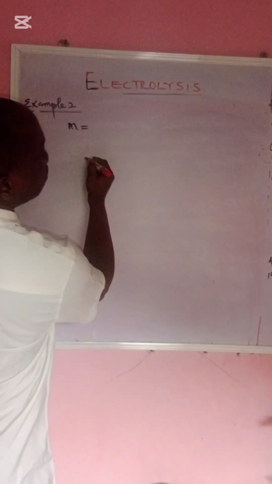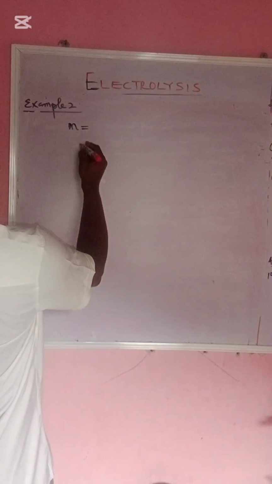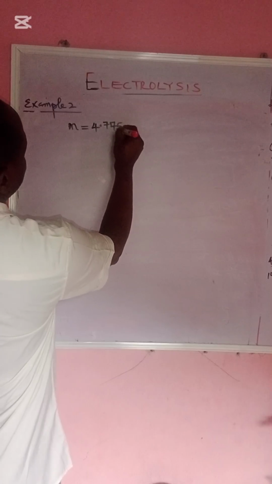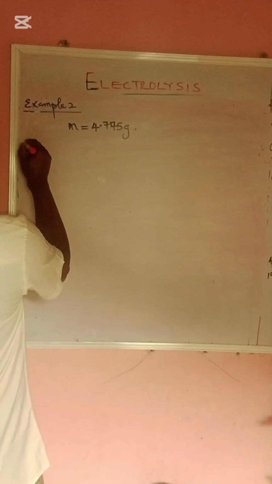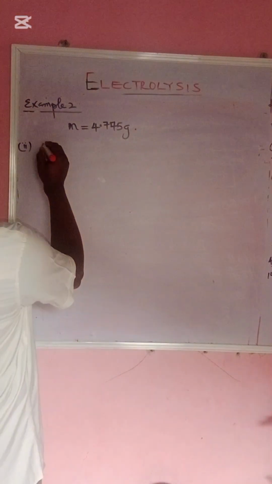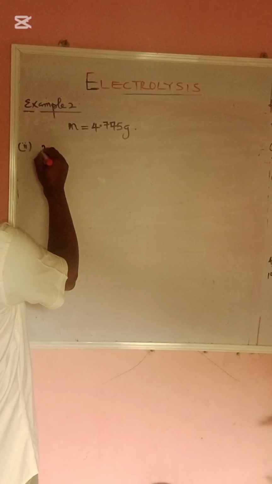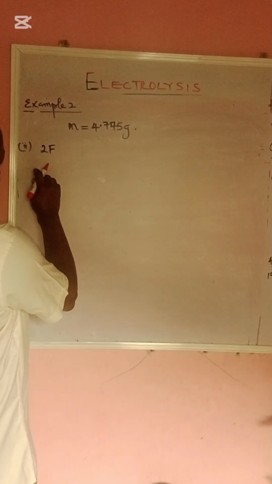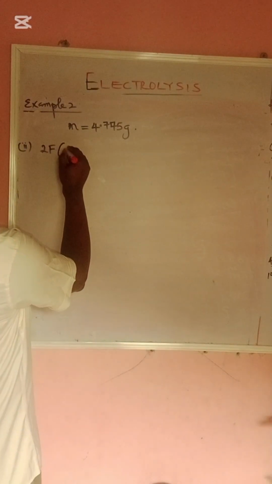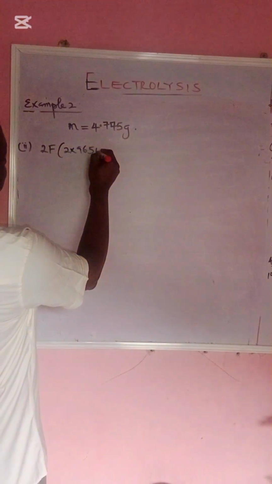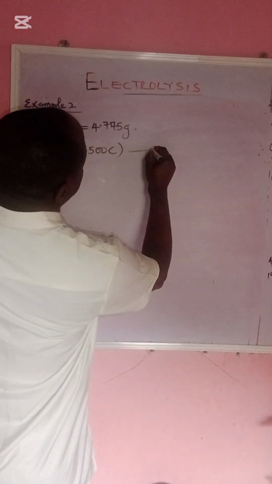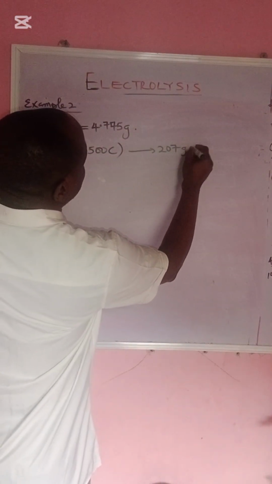The mass of copper deposited will therefore be 4.775 grams. So now let's calculate that of lead. Lead is a divalent metal as well. That is, 2 times 96500 coulomb of electricity is required to deposit 207 grams of lead.